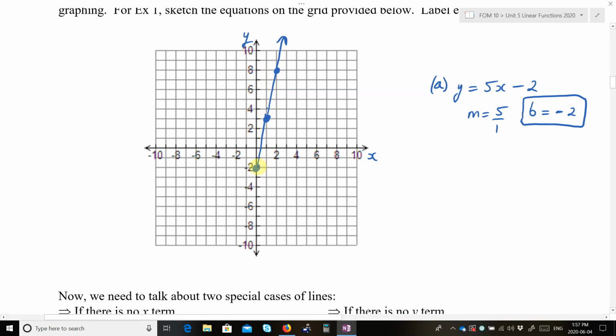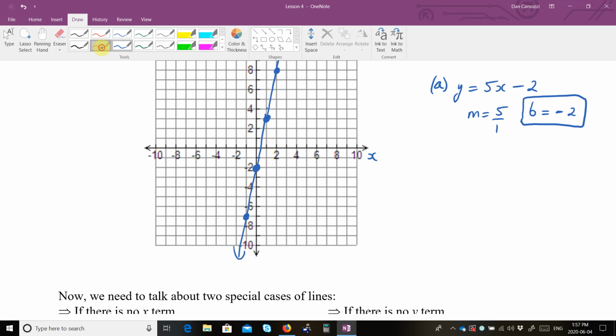Okay, and if you want to go back the other way, notice that the slope, you could also go 1, 2, 3, 4, 5 down and 1 to the left, and that will get you your other points this way. Okay, so that is line A.